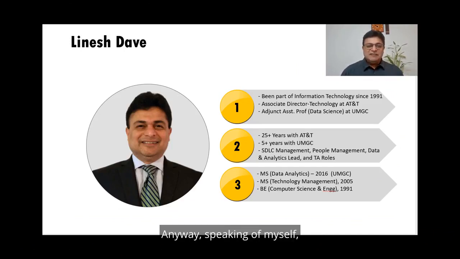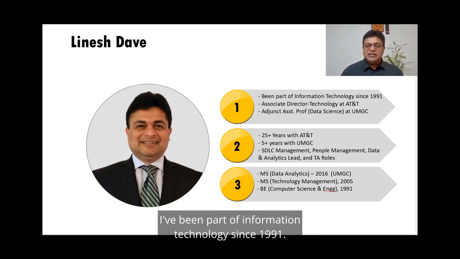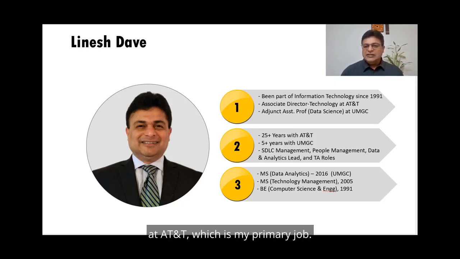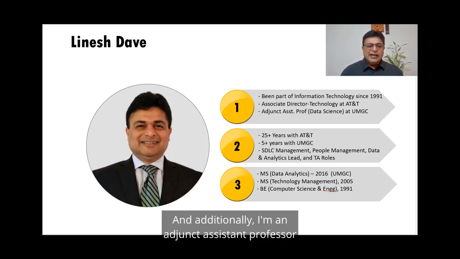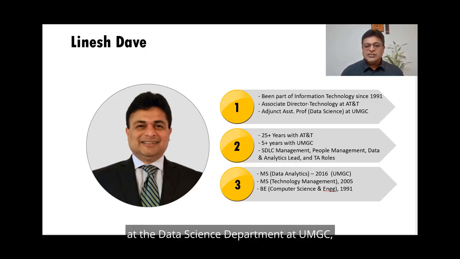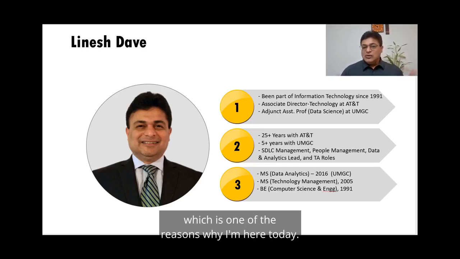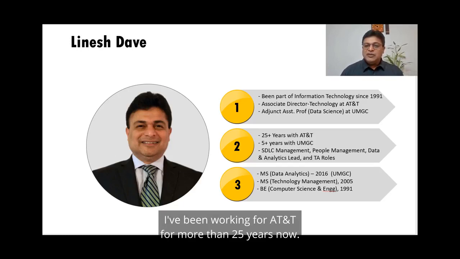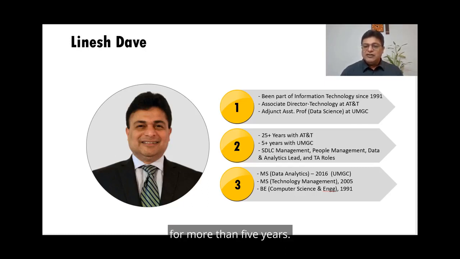Anyway, speaking about myself, I've been part of information technology since 1991, and I started my career almost 3 decades back. I currently work as an Associate Director Technology at AT&T, which is my primary job, and additionally, I'm an adjunct assistant professor at the Data Science Department at UMGC, one of the reasons why I'm here today. I've been working for AT&T for more than 25 years now, and at the same time I've been associated with UMGC for more than 5 years.